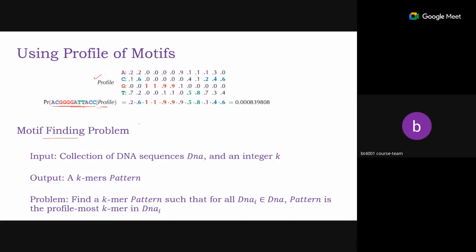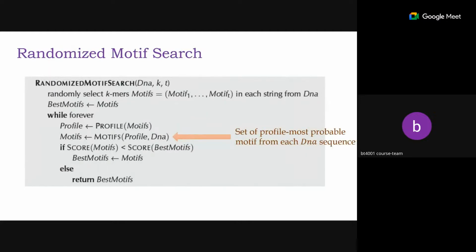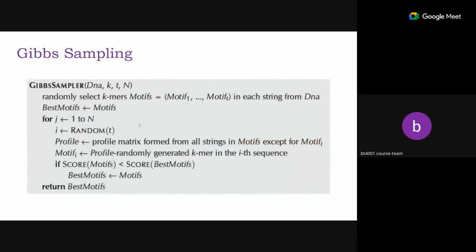There were three different algorithms that we had discussed. One is the greedy motif search algorithm, then the randomized motif search algorithm, and the Gibbs sampling algorithm. I am not going to discuss every one of them in detail. You can look into how these algorithms work, and you can let me know if you have any doubts regarding these algorithms.